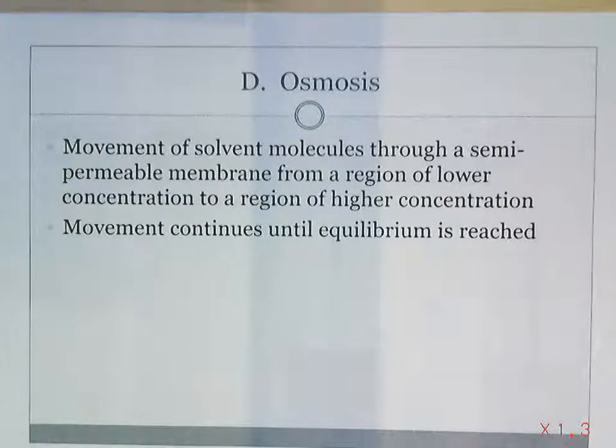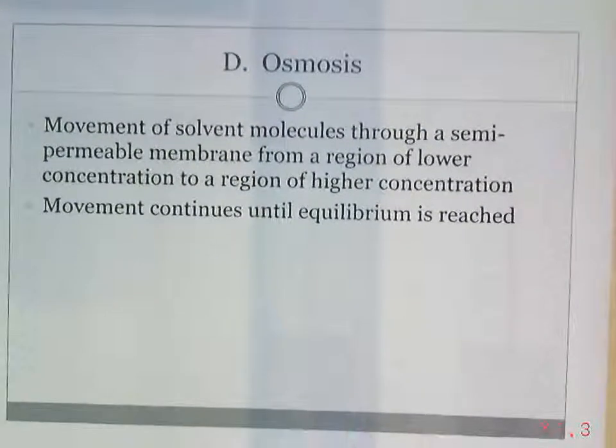since we did both freezing and boiling kind of all at once. All right, so the last colligative property is osmosis. And osmosis is the movement of solvent molecules from a region of lower concentration to a region of higher concentration.